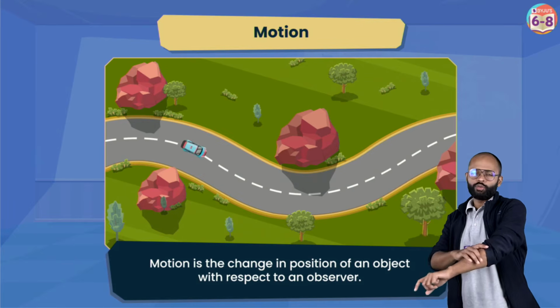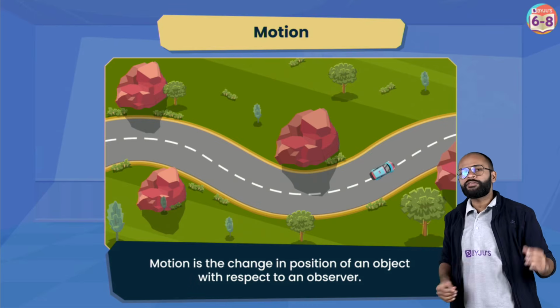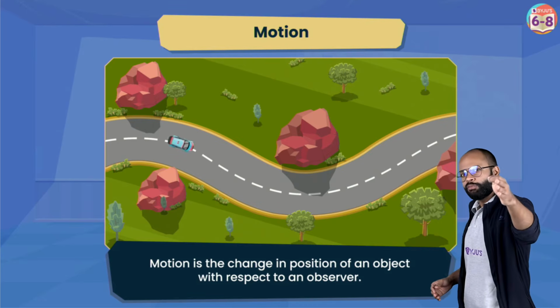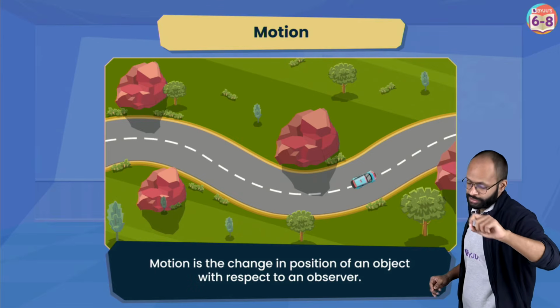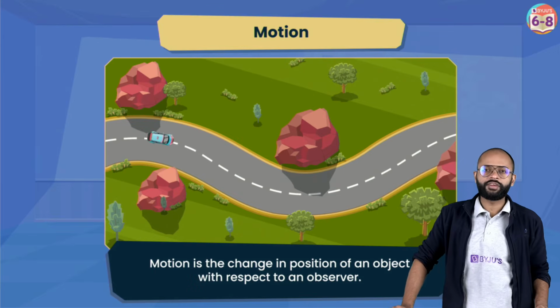So when does motion happen? When do we say that motion happened? Because if the position of an object is changing, you can say motion has happened. The observer will say that. Okay. Now comes the question of different types of motion.